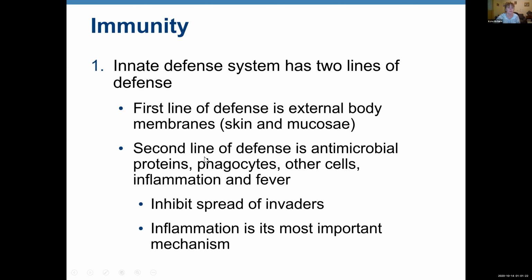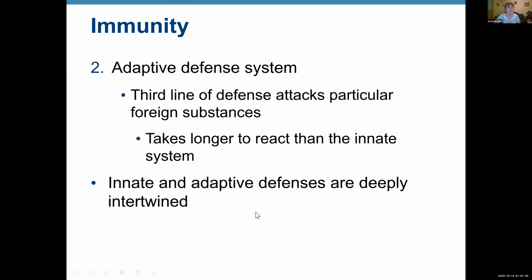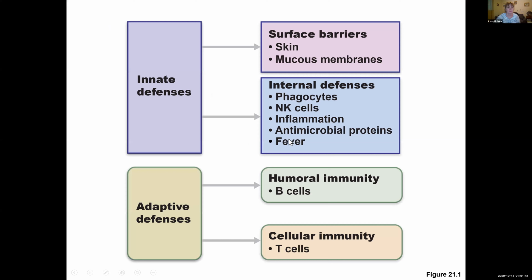The second line of defense inhibits the spread of invaders, and inflammation is the most important mechanism in the second line of defense. The adaptive defense system is the third line of defense that attacks particular foreign substances. It takes longer to react than the innate system, and they are deeply intertwined. Over here, you can also see another diagram that gives us similar information.